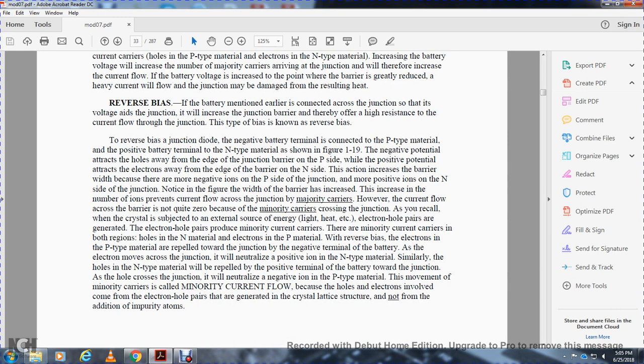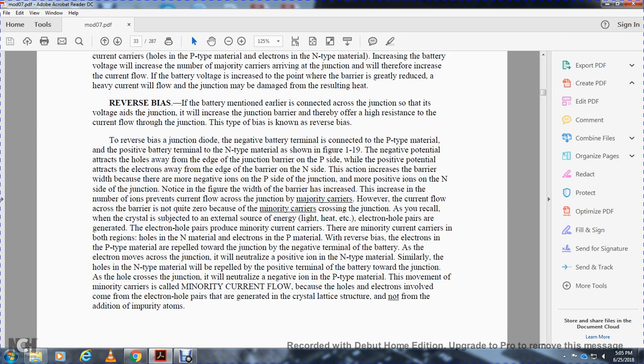As shown in figure 119, the negative potential attracts the holes away from the edge of the junction barrier on the positive side, and the positive potential attracts the electrons away from the edge of the barrier on the negative side. The barrier increases because of the more negative voltage on the positive side of the junction and the more positive voltage on the negative side of the junction. Notice the width of the barrier increases and prevents majority current flow across the junction.